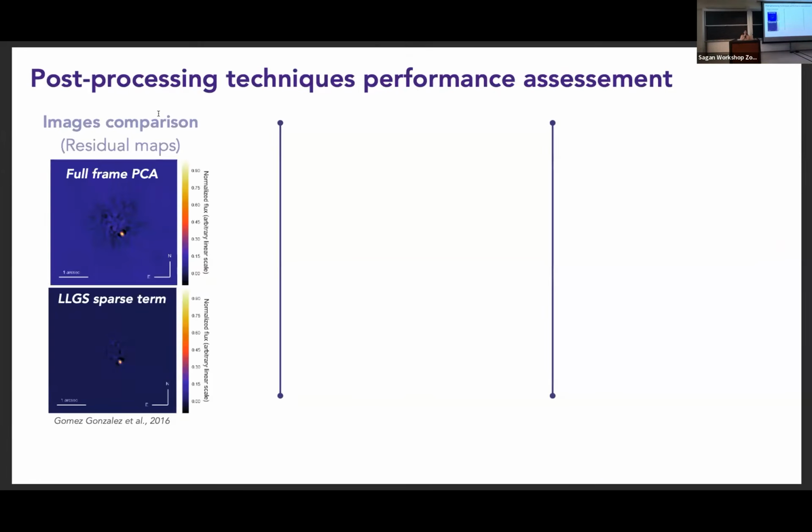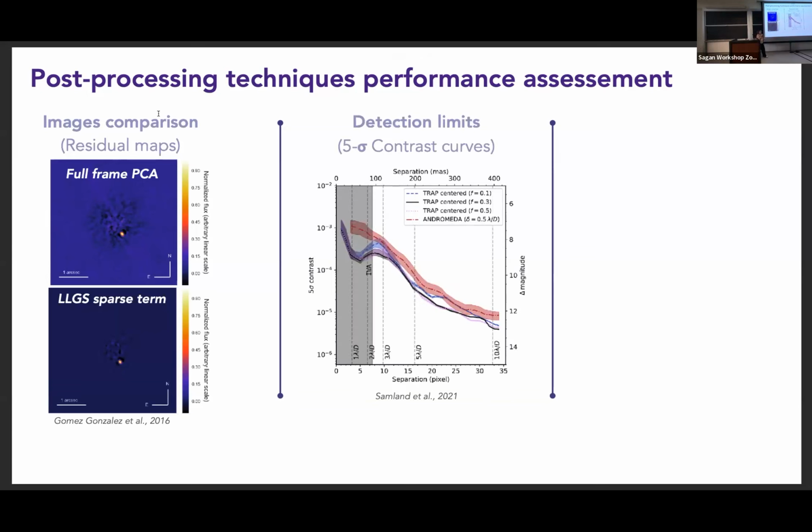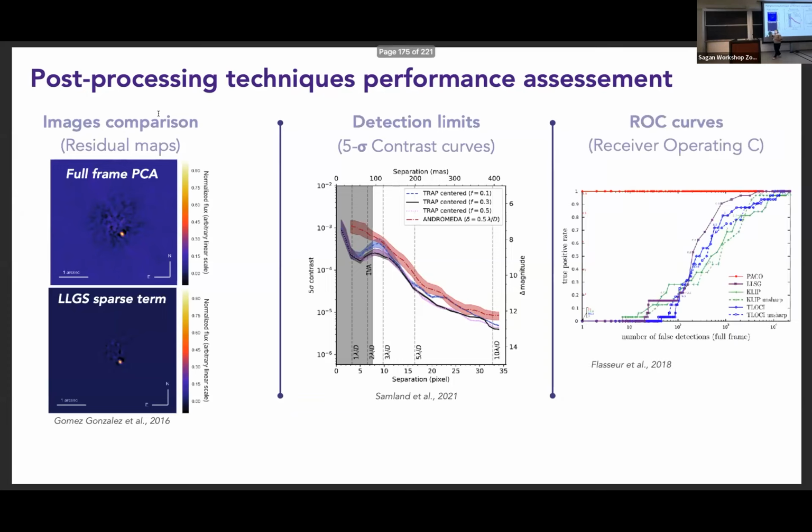Now, what do we do today? Usually in papers, either we have image comparison: oh, this one looks better than the one on top. Or you can do a detection limit comparison, the so-called 5 sigma contrast curves, and say, oh, my curve is below the one on top, so it is better. Or you can do the ROC curve, the receiver operating characteristic curve.